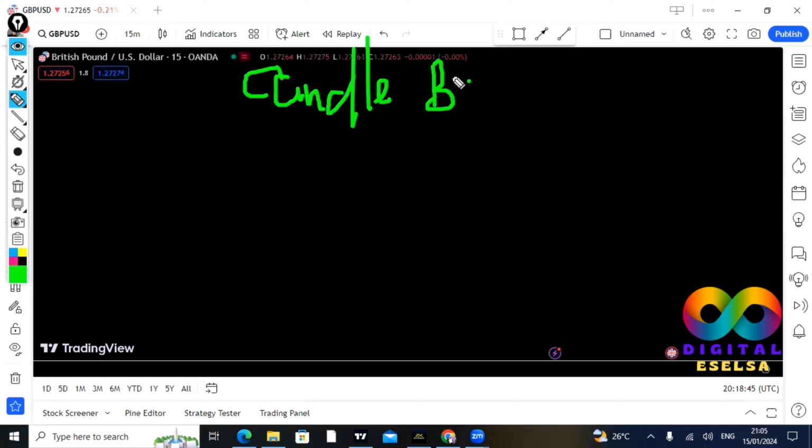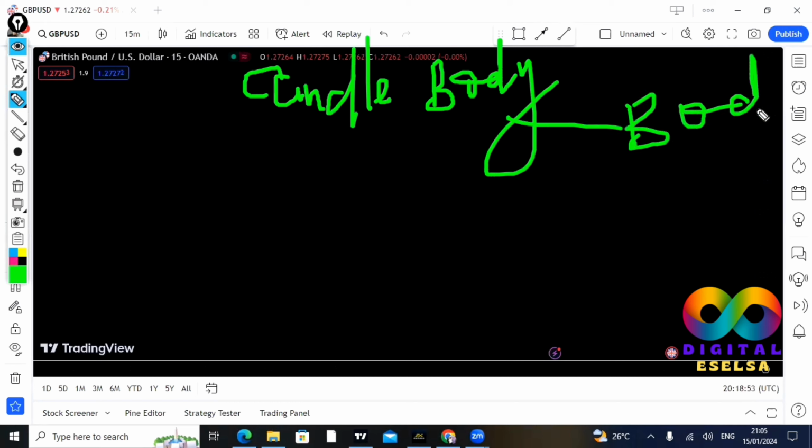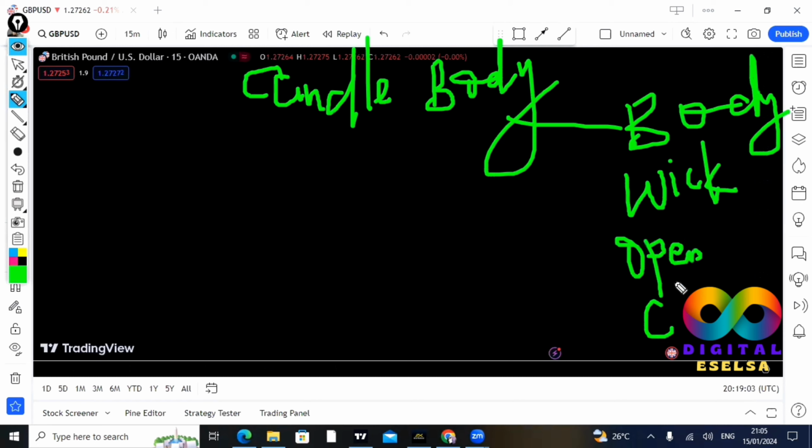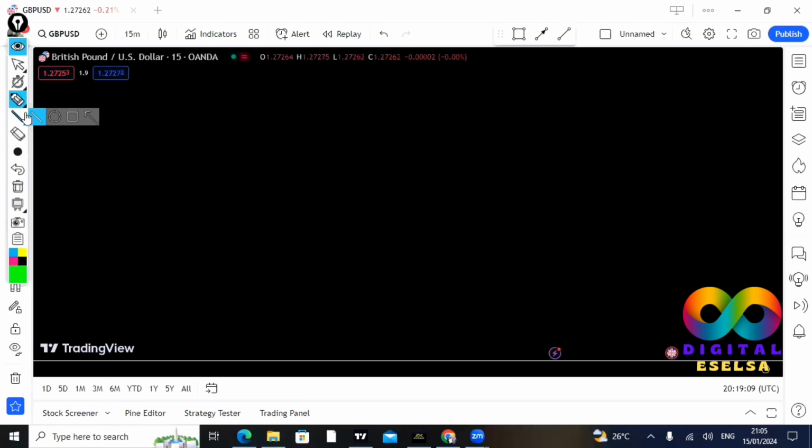I explained to you that these Japanese candlesticks have different components. They have a body. A candlestick must have a body. A candlestick has a wick or shadow. A candlestick has an open price, and a candlestick has a close price. Let me explain the open price and the close price first.